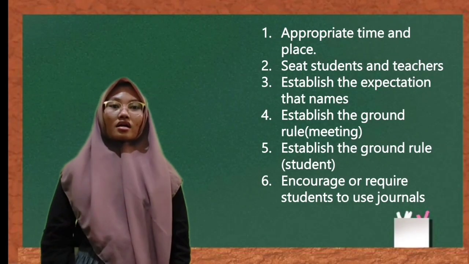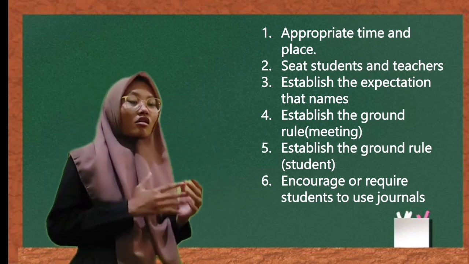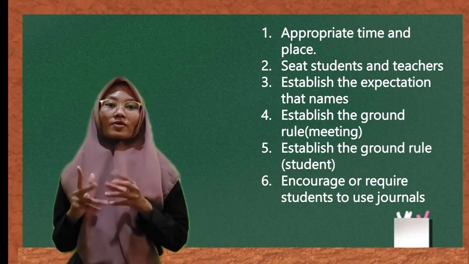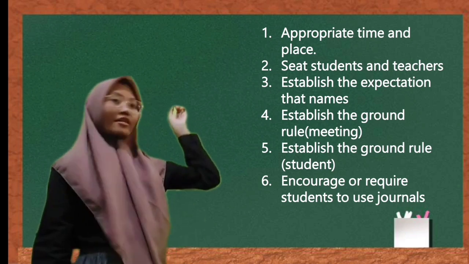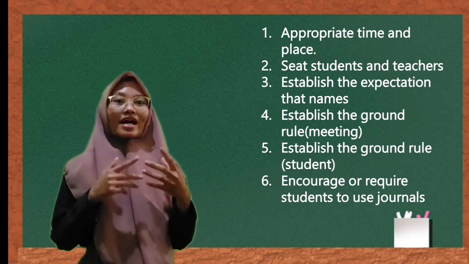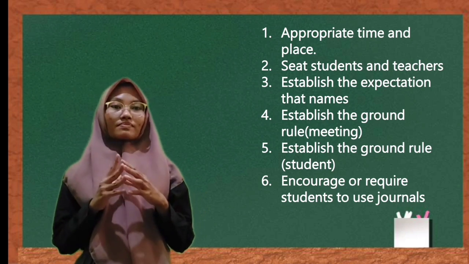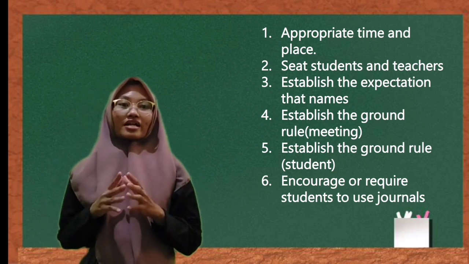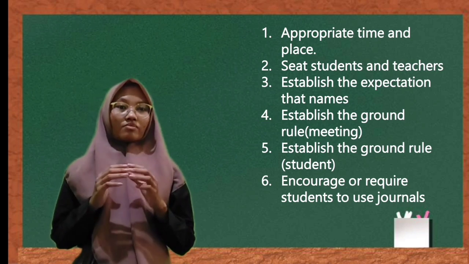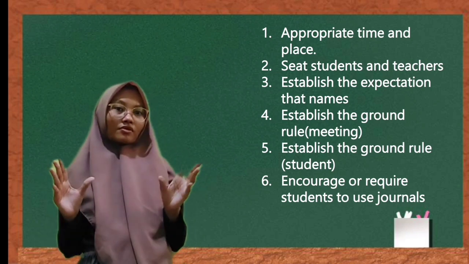The classroom meeting. First, determine who can call a class meeting and when it should be held, according to standards of appropriate time and place. Second, seat students and teachers so that they can see the faces of all other class members. Third, establish the expectation that names will not be used in a class meeting, because the purpose of a class meeting is to address issues, not people.